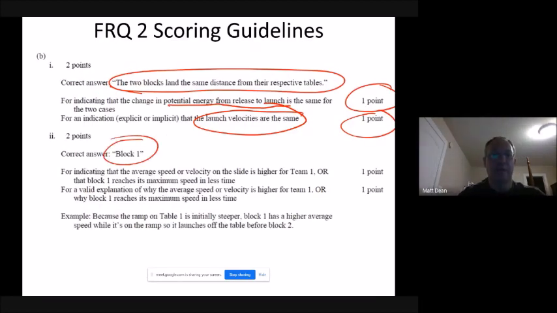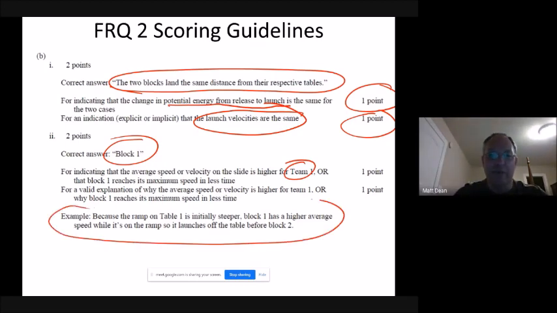So again, correct answer is going to be block 1. And we need to talk about that the average speed or average velocity is higher on table 1. It gets to its maximum speed faster. Or we could talk about why the average speed is higher for table 1. It takes a little explaining here.